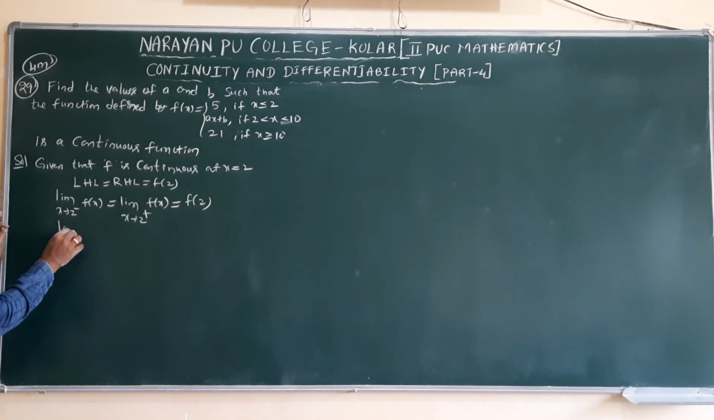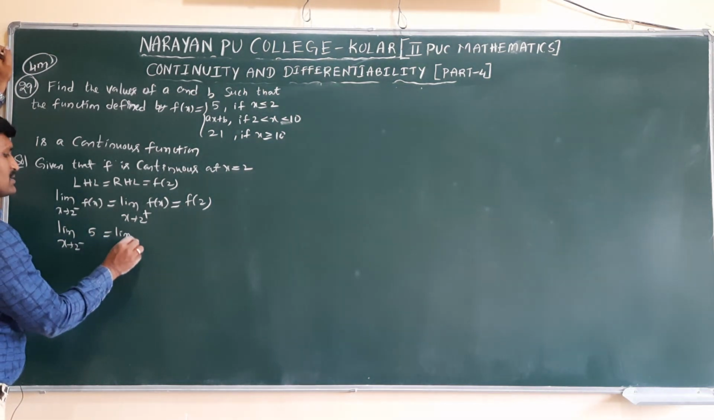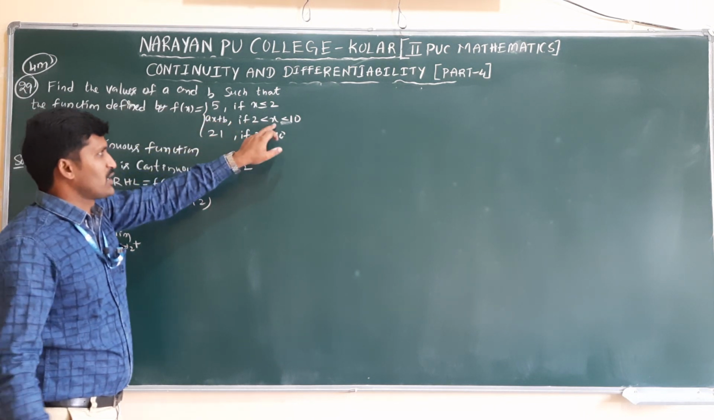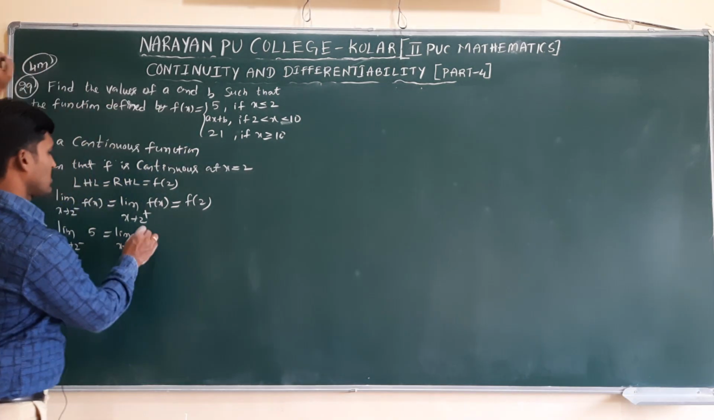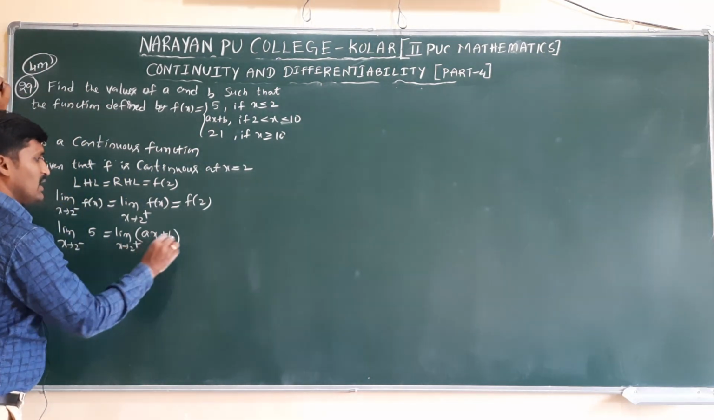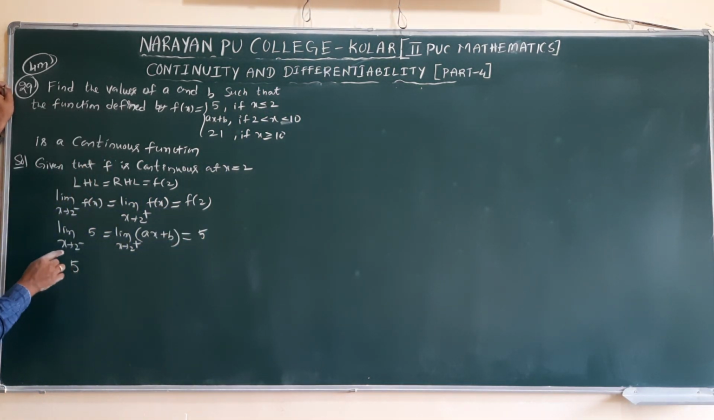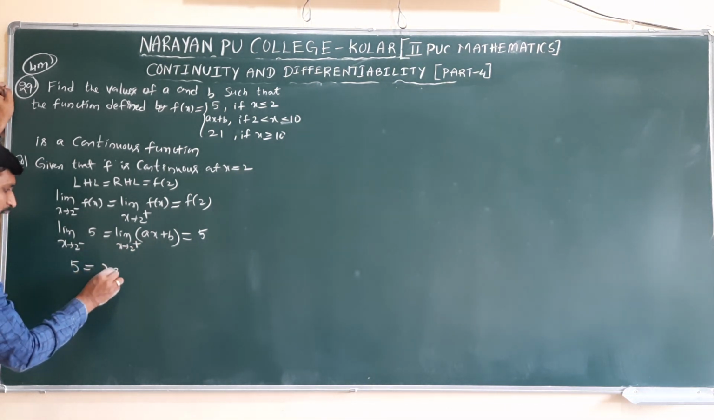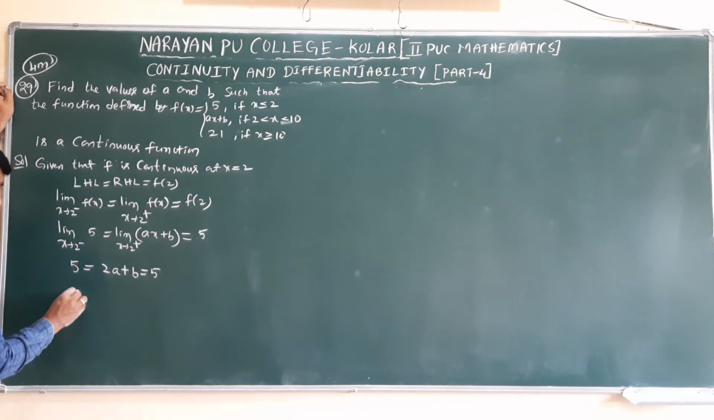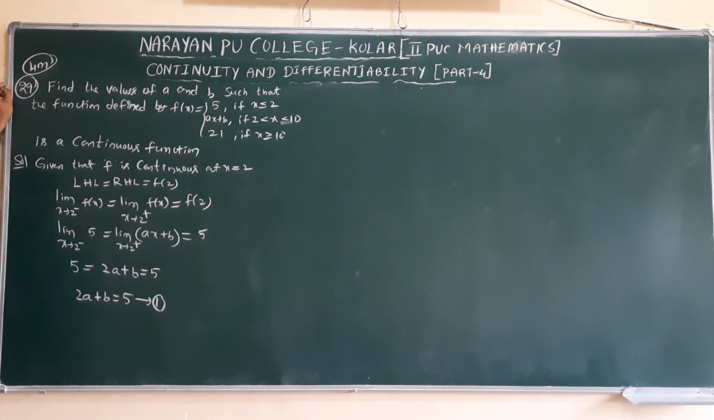Substitute the function. Limit extends to 2 minus. 2 minus means x is less than 2. What is the function? 5. Limit extends to 2 plus. 2 plus means x is greater than 2. What is the function? ax plus b. f of 2: at x equal to 2 also, what is the function? 5. We can't replace 2 here because it is only a constant. Substitute 2 here: a into 2, that is 2a plus b equal to 5. Take 2a plus b equal to 5 as equation number 1.